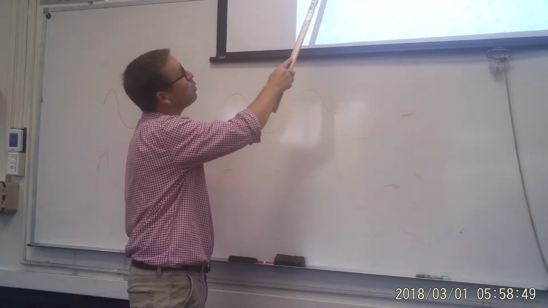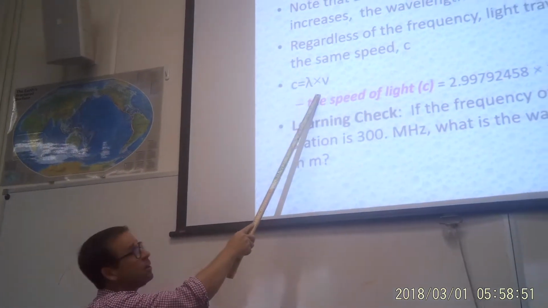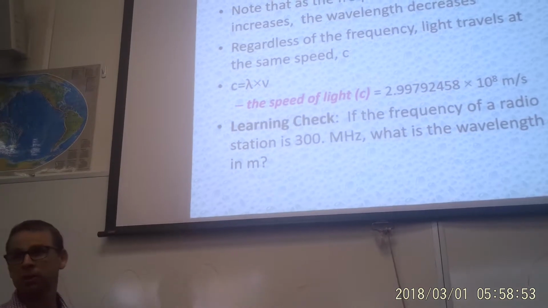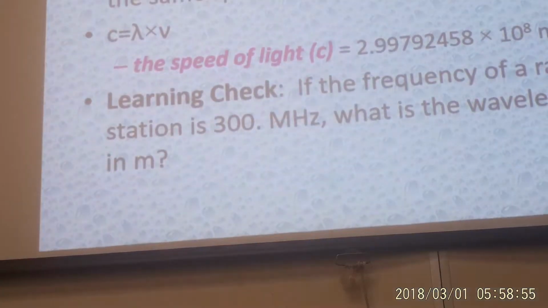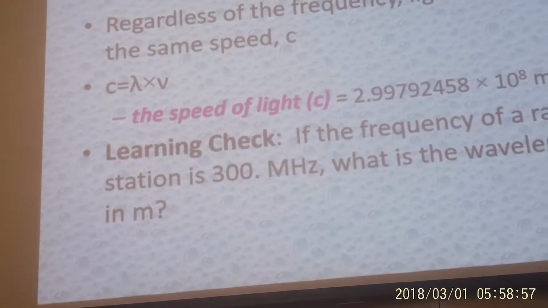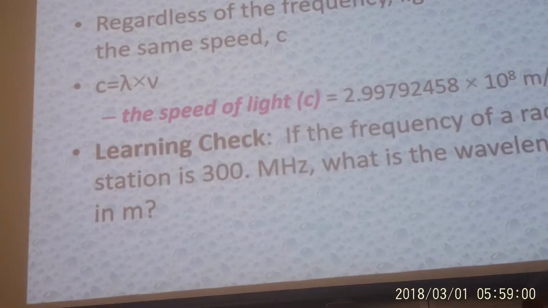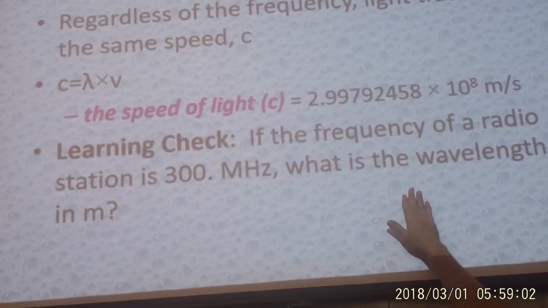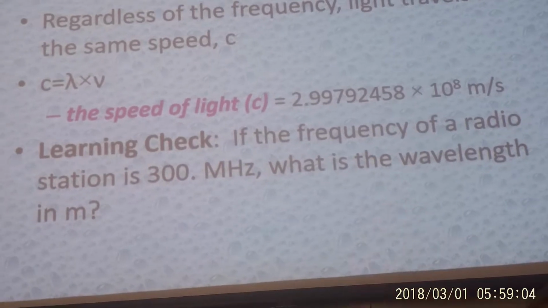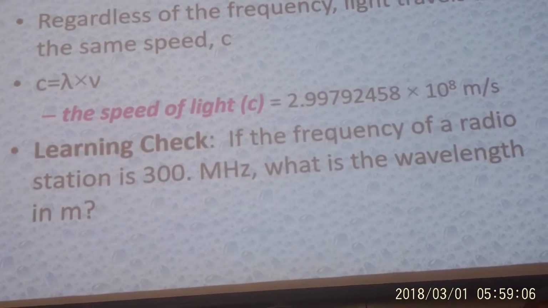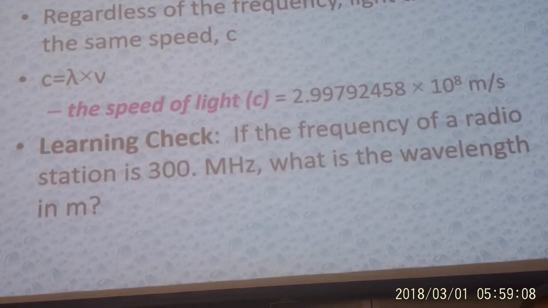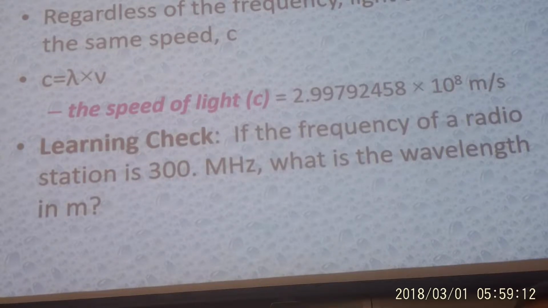The speed of light equals the wave's length times the frequency. Okay? And this is something that you should understand. Let's see if you can figure this out. Answer this question down here. What's the frequency of a radio station if it says it's transmitting at 300 megahertz? Sorry, what's the wavelength? If the frequency is at 300 megahertz, what's the wavelength?